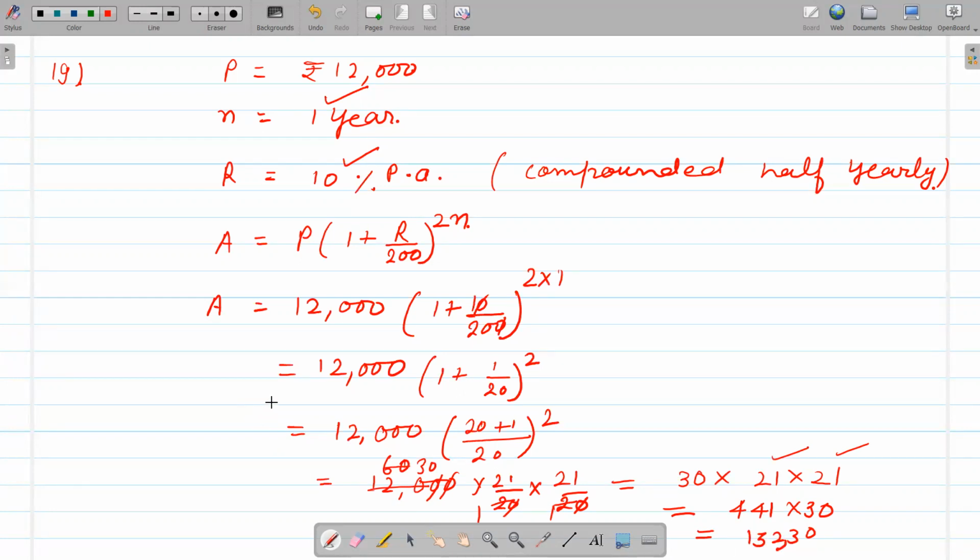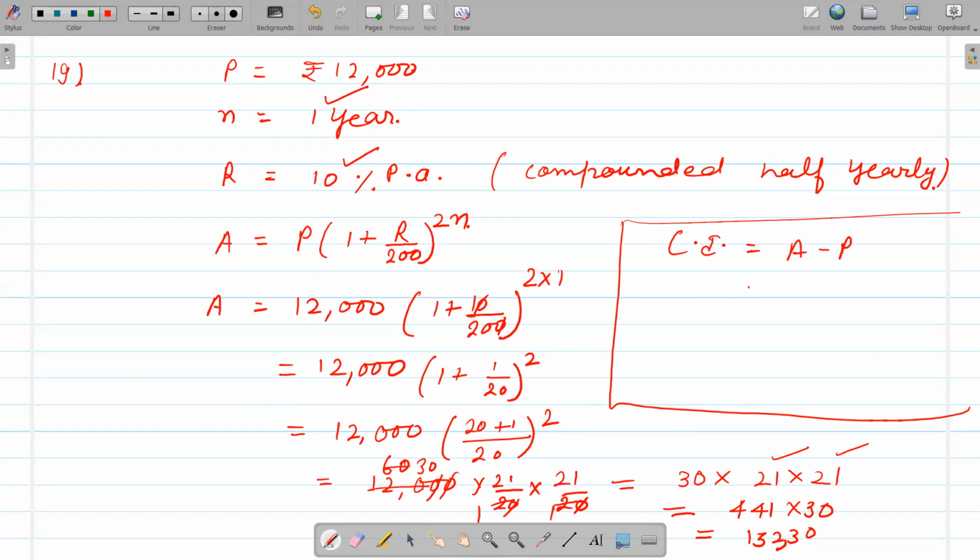You have to find out the amount as well as the compound interest. For compound interest the simple formula is compound interest equals A minus P. It will become 13,230 minus 12,000 and your final answer will be 1,230.